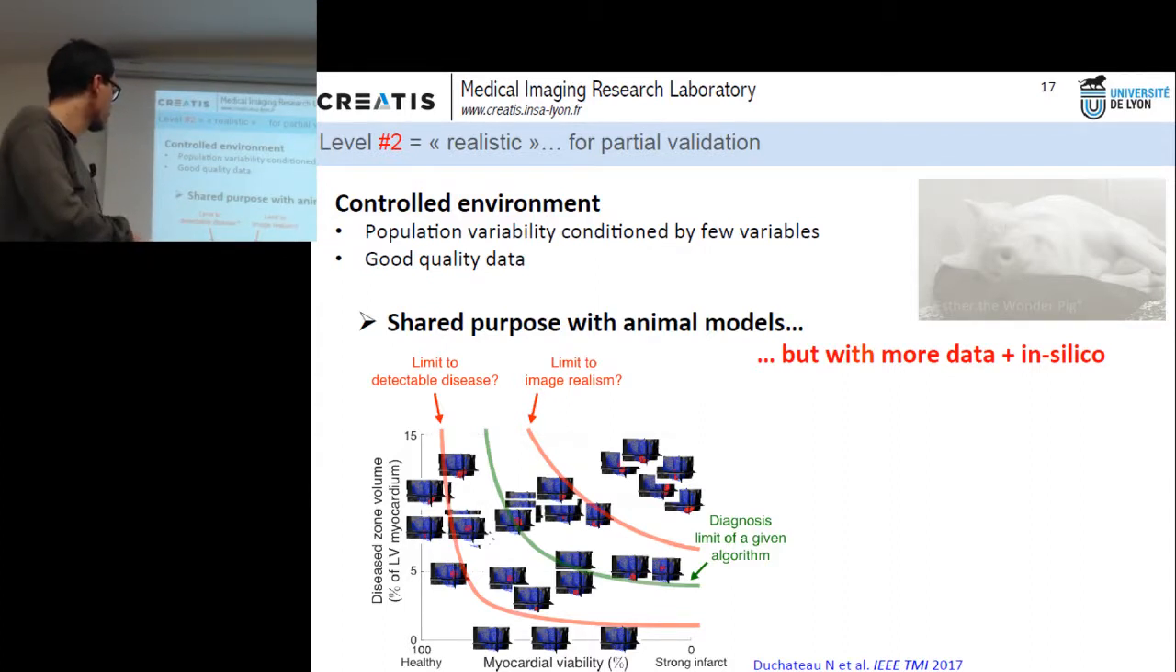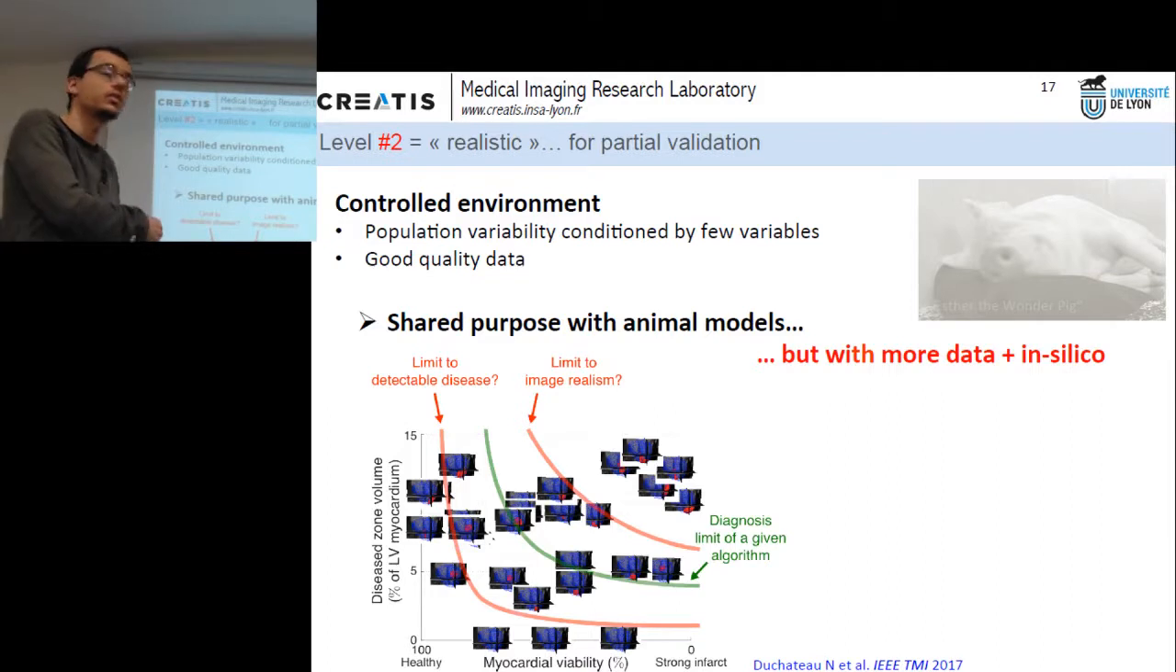So in our case, we were trying to design infarcts. We were altering the volume, the size of the infarcted zone on the computer model, and the viability of the tissue, kind of stiffness. So we built randomly a database with these two parameters, and we were trying to find a question, or what is our algorithm that goes for this?